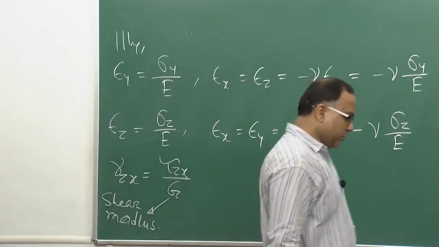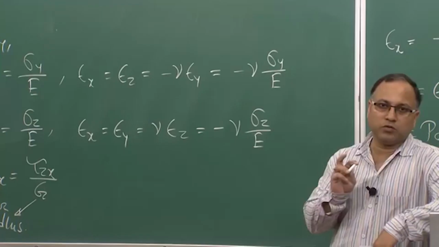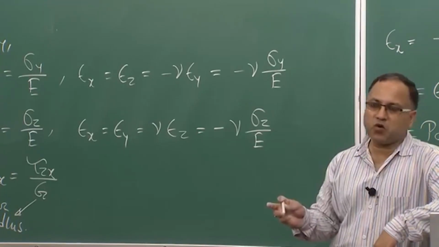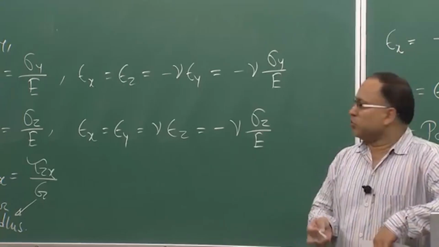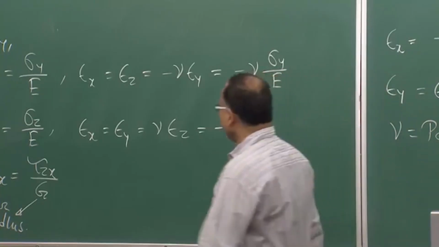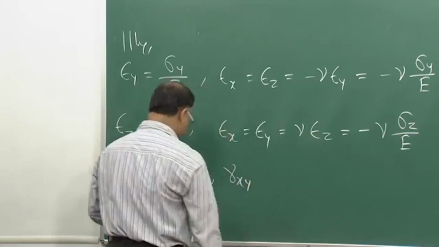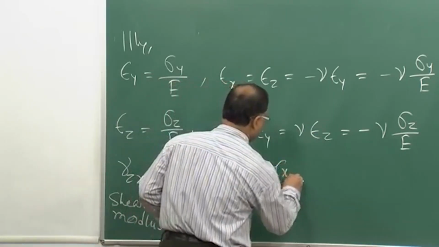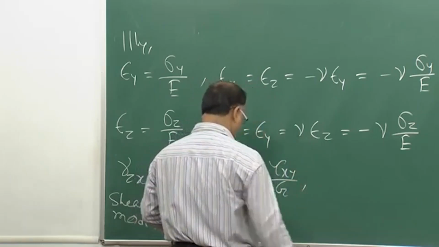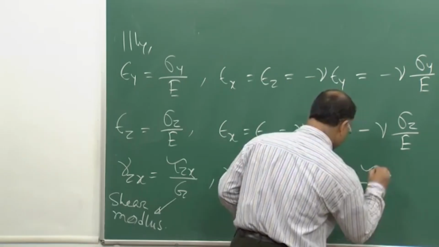Later on we will see that this shear modulus is not an independent parameter, it is dependent on E and nu. So, the independent parameters are only two, E and nu. E is the elastic modulus and nu is the Poisson ratio. So, you can express G, the shear modulus, in terms of E and nu, that we will see later on. Similarly, if you have gamma xy, that is given by tau xy by G, and gamma yz, that is tau yz by G.